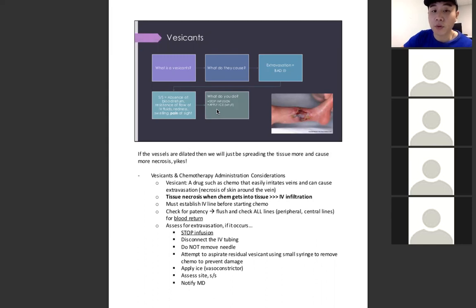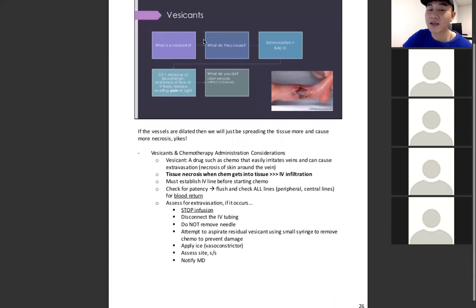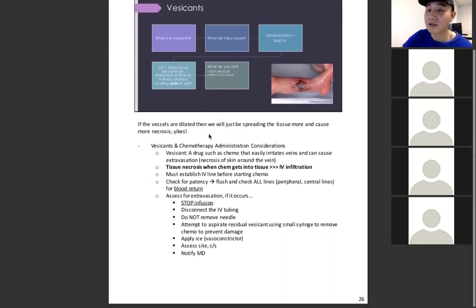So what do we have to do? We definitely stop the infusion immediately and apply ice. We apply ice because the cold will constrict the blood vessels and prevent the vesicant from spreading to the surrounding tissues. If the vessels are dilated, then we will just be spreading it through the tissues more and cause more necrosis. Vesicant is very toxic. It can cause necrosis if it spreads to the tissue, as you can see in the pictures.